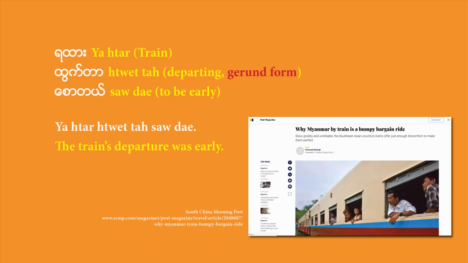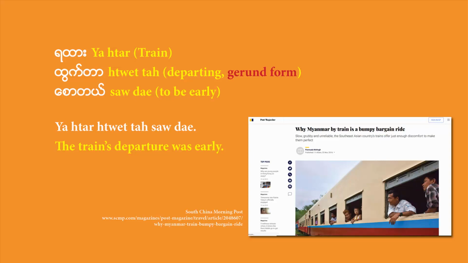Now you can say yata twetta sore. Sore is the opposite of naukjade, to be early. One more time, yata twetta sore. That means the train's departing or the train's departure was early. Up to now, we have been talking about events that have happened, but what if you want to say something about something that hasn't happened yet?